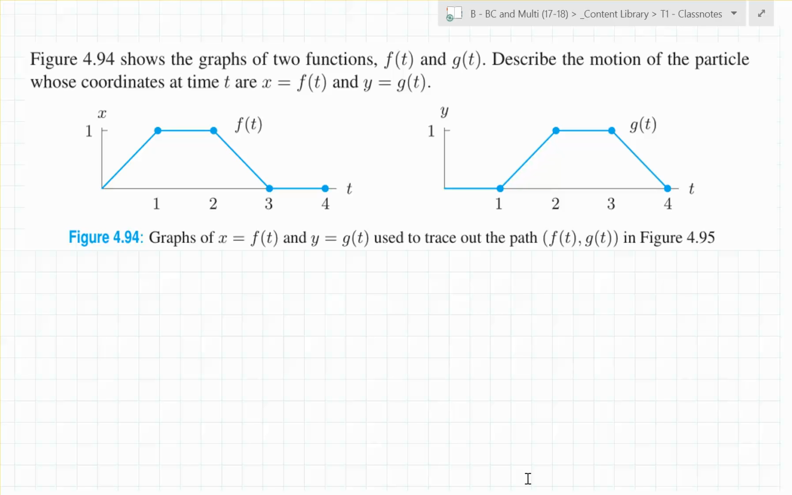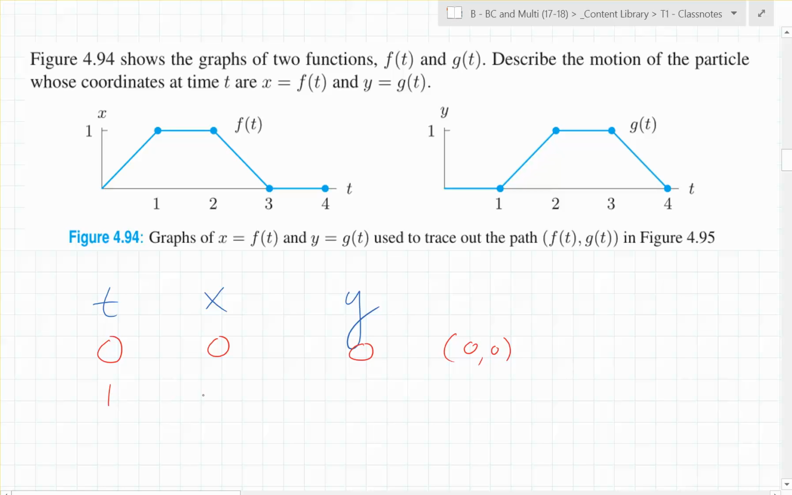The information in a slightly different form. So we're going to have the t value, the x value, and the y value. If t is 0, what's the x value given what's up there? 0. And what's the y value? 0. So what point are we at? We're at the point (0, 0).